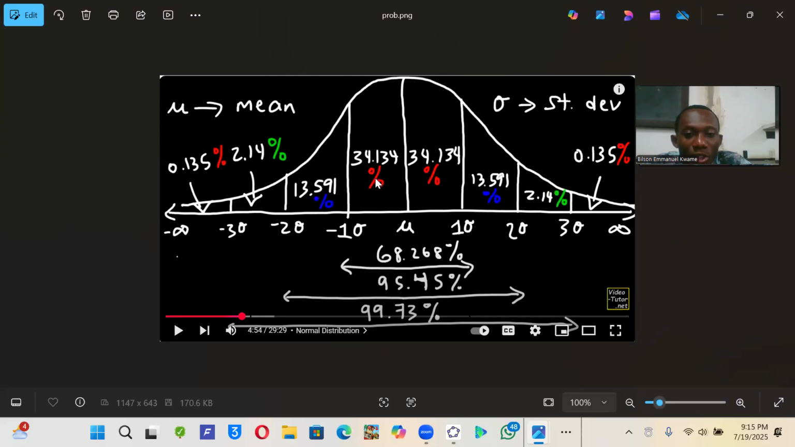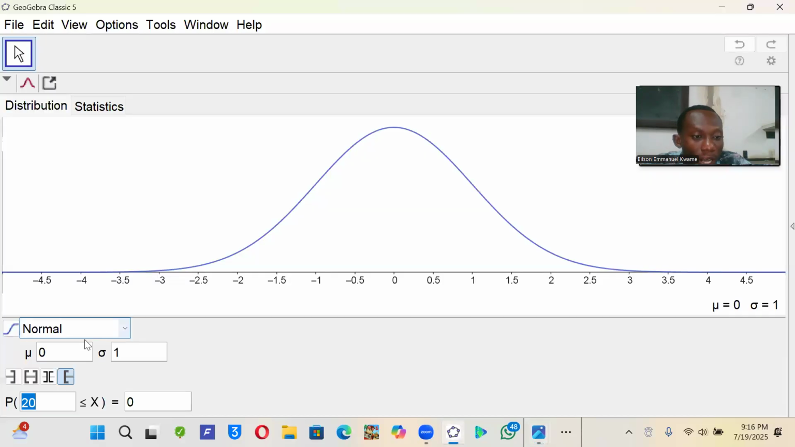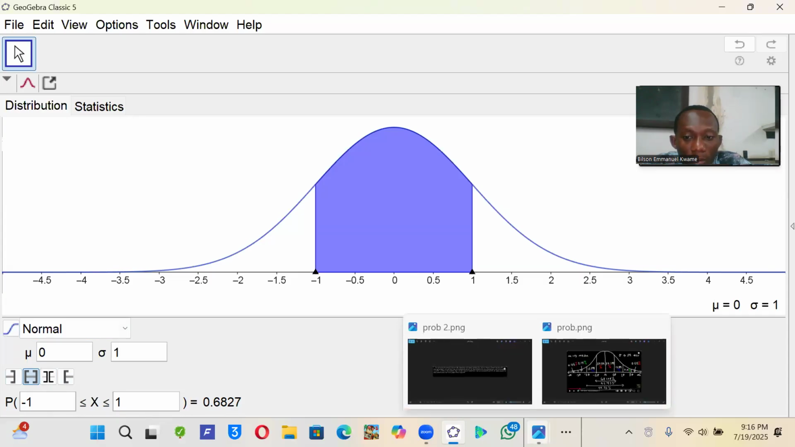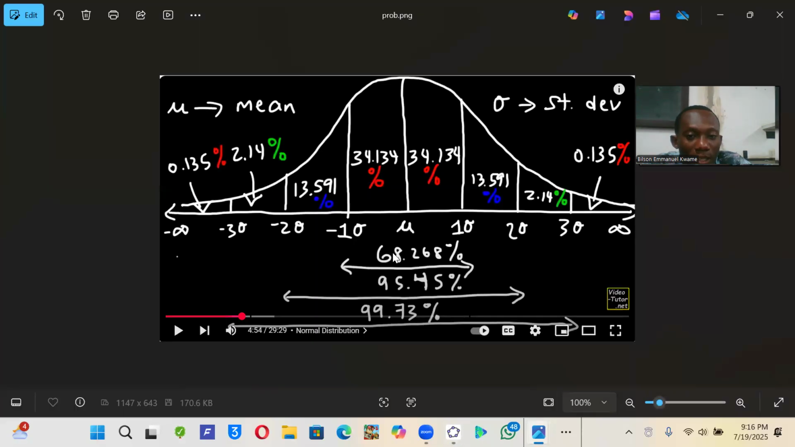You remember in GeoGebra, it gives us 68, right? Should we go back there? When you come here, we activate this one instead. You can see we have 68.27. Let's go to our picture. If we go to our picture, you can see 68.26, but when we round it up, we'll be getting 68.27. You get it? Good.